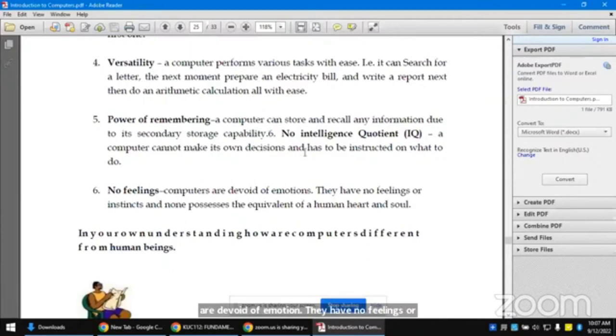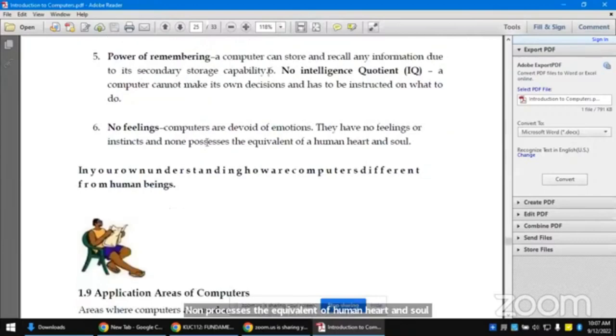So, for example, I'm now giving you an exercise to answer in your own words, in your own understanding. How are computers different from humans? Kindly, this one, just do it as your own exercise. You can do it at home.